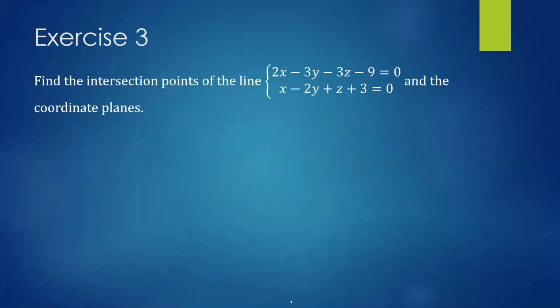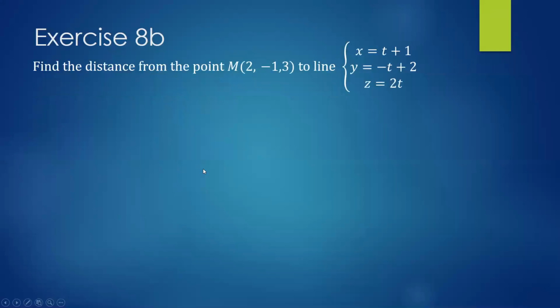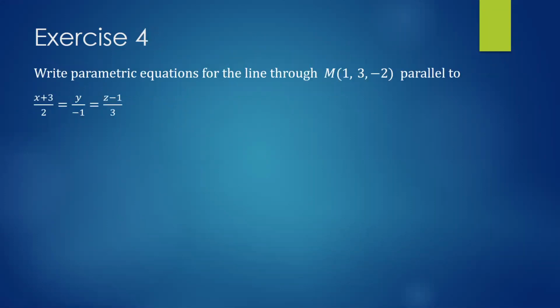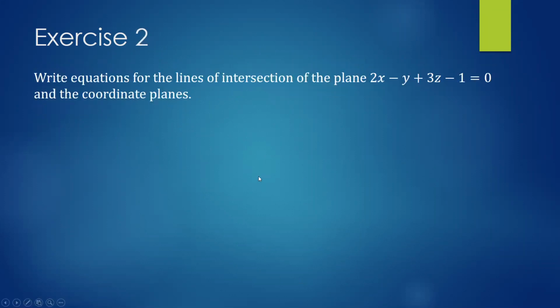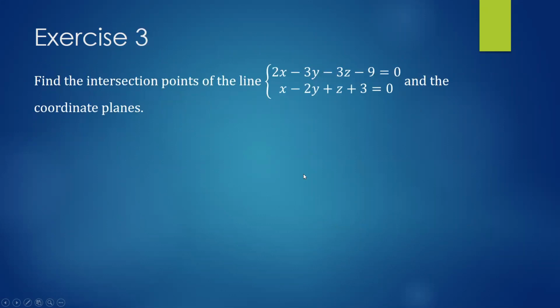Okay, we have 3 minutes. Let me just check what we have. Sorry, I just need to go one more time here. Coordinates of intersection point, distance from line to point, acute angle, parametric equations, intersection points, okay, this. All right, we will do now, I think, this one.